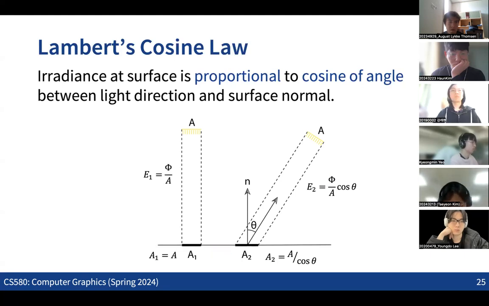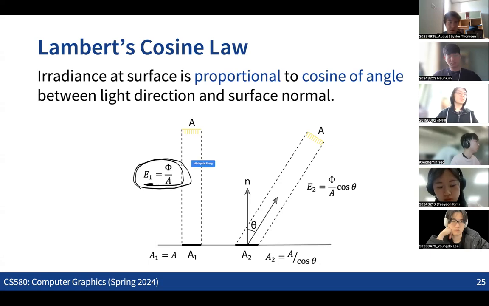Then what we can see is that when the direction of the light is perpendicular to the plane, then the amount of irradiance that we get would be, when Φ is the flux and A is the area, Φ over the area. So this will be the irradiance that we get. This is the power per unit area over the surface, right?